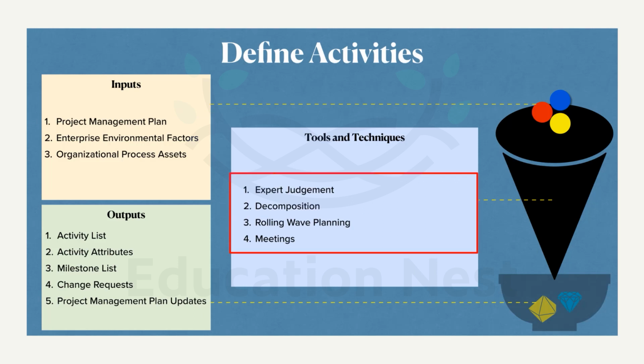What do we have as tools? Expert judgment. See, again, repeated. Decomposition is also discussed before. This is just another name for work breakdown structure, how the bigger task is decomposed to smaller tasks. Rolling wave planning. So remember my exceptional drawing skills in the first page, the iterative rolling wave. So this is going to be one of the important tools and techniques for defining the activities. And finally, the meetings.